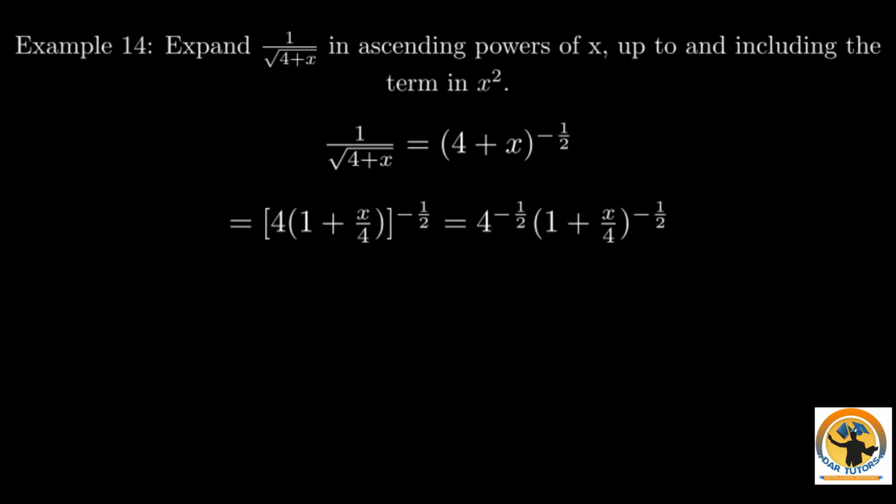We simplify the numerical part. 4 to the power of negative 1/2 is 1 over the square root of 4, which is 1 over 2. So our expression is 1/2 times (1 plus x over 4) to the power of negative 1/2.